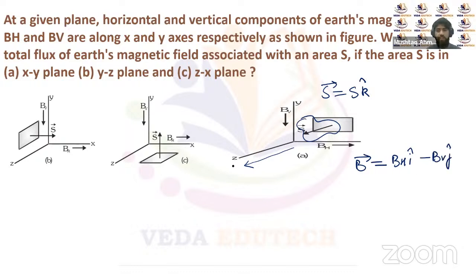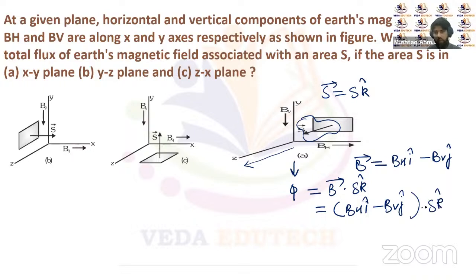And the flux because of Earth's magnetic field through this loop, when it's placed in the XY plane, will be given by phi equal to B vector dot S vector, where S vector is S k cap. So it will be (Ph i cap minus Pv j cap) dot S k cap. It means that the dot product here will be 0, so phi here will be equal to 0.